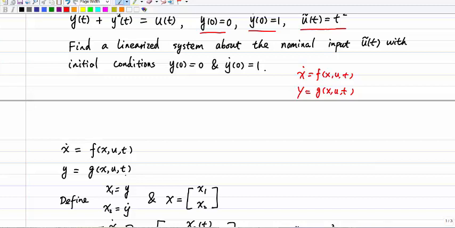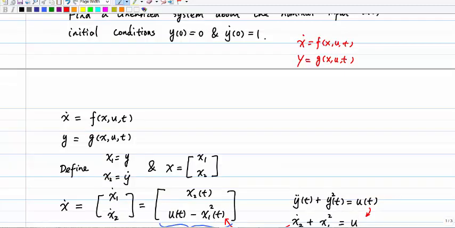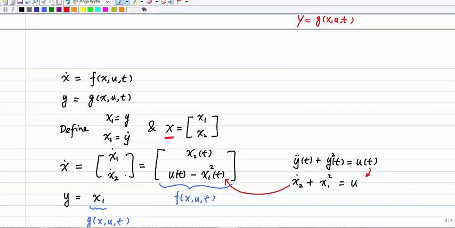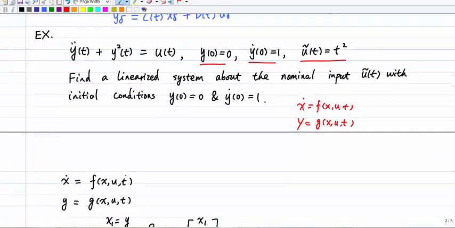So let's define x1 as y, x2 as y dot. Of course, my x will be just x1 and x2 put together. So x dot will be the derivative of each individual component, x1 dot and x2 dot. So x1 dot is y dot, which is x2, and x2 dot is y double dot.